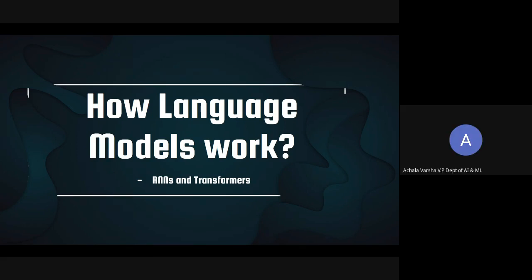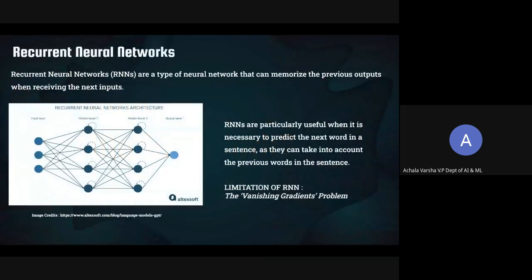Now, let's explore how word embeddings operate within large language models, delving into two essential architectures, which are recurrent neural networks and transformers. Recurrent neural networks, or RNNs, are a type of neural network that can memorize the previous output when receiving the next input. In contrast to traditional neural networks, where inputs and outputs are independent of each other, RNNs are particularly useful when it's necessary to predict the next word in a sentence because they take the previous word into account while generating the next word. Hence, the context of the topic will be maintained.